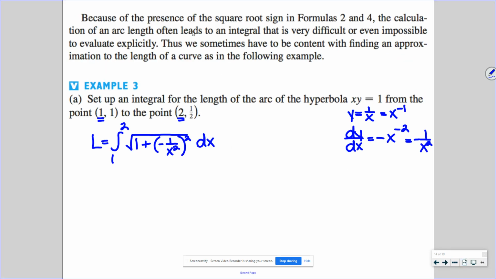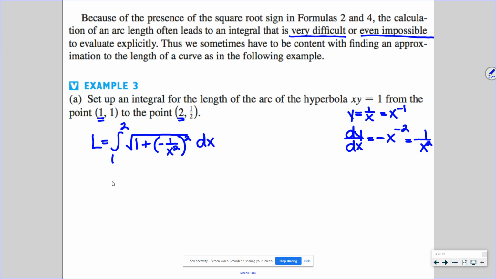All right, why does it say set up the integral without solving it? Well, that's because the square root sign in your arc length formula often leads to an integral that is very difficult or even impossible to evaluate explicitly. Sometimes we have to just be cool with finding an approximation to the length of the curve, or using a calculator to help us.